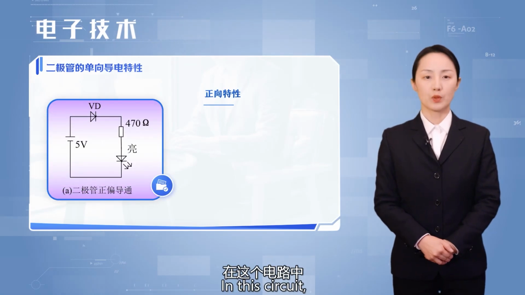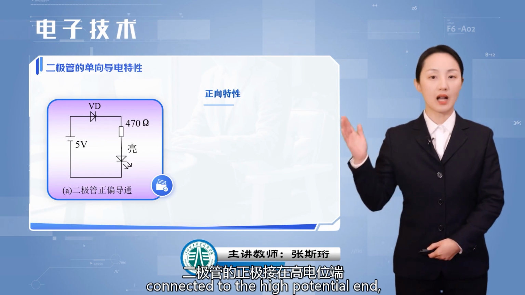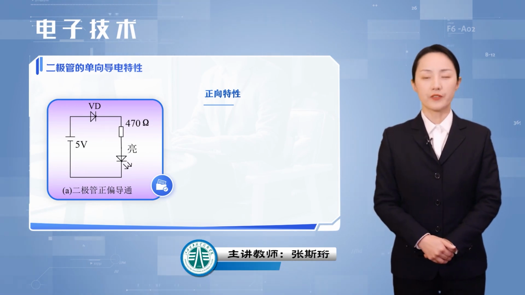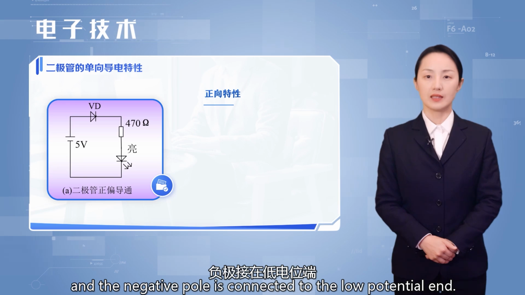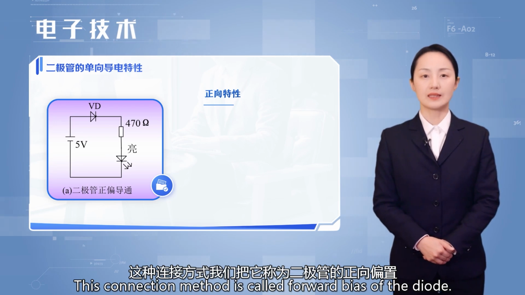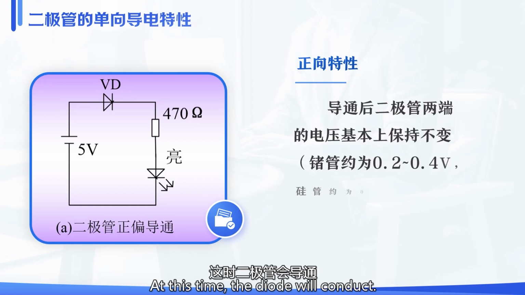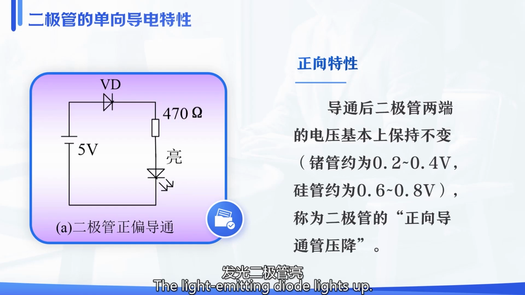In this circuit, the positive pole of the diode is connected to the high potential end, and the negative pole is connected to the low potential end. This connection method is called forward bias of the diode. At this time, the diode will conduct. The light-emitting diode lights up.